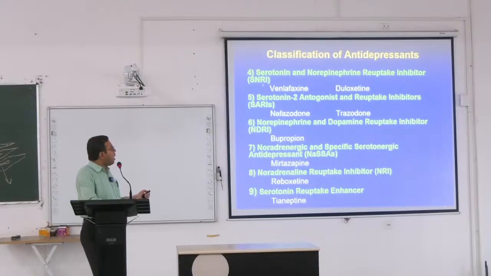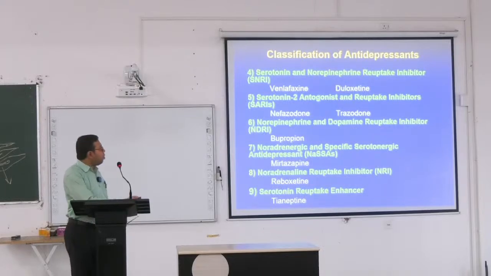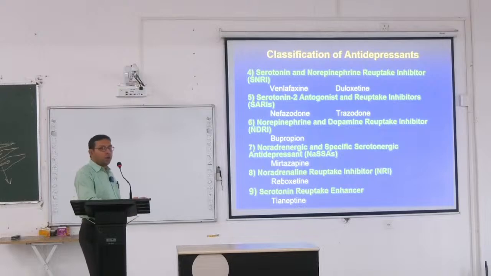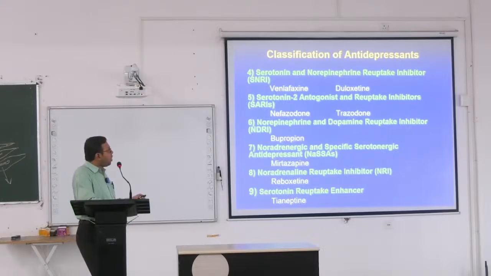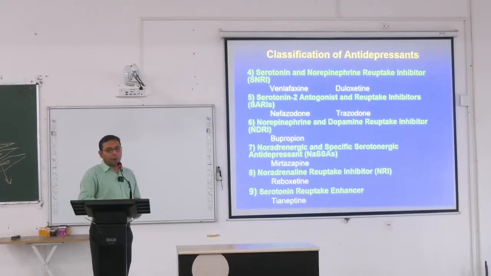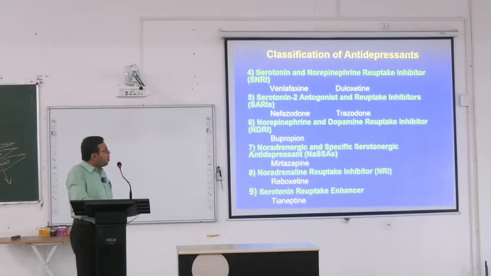Serotonin and norepinephrine reuptake inhibitor. These are the newer ones, SNRI. These are also commonly used, venlafaxine, duloxetine. So if you are asked about SNRI examples, these two are the SNRI examples. SARI, that is serotonin 2 antagonist and reuptake inhibitor. Examples are nefazodone and trazodone. Lesser used nowadays. Norepinephrine and dopamine reuptake inhibitor, example is bupropion. This is the noradrenergic and specific serotonergic antidepressant, mirtazapine. Noradrenaline reuptake inhibitor is reboxetine, and serotonin reuptake enhancer is tianeptine.